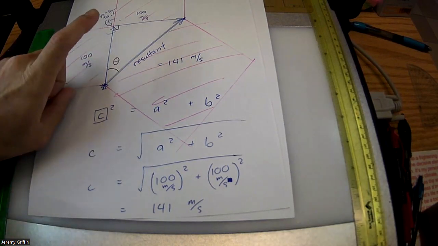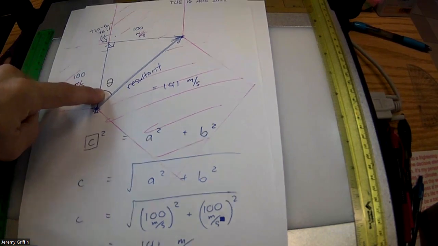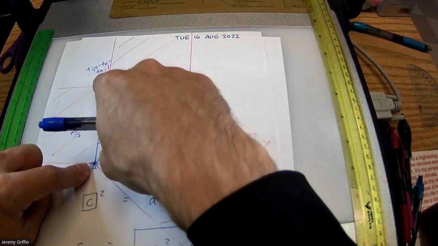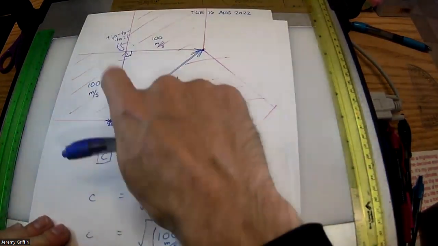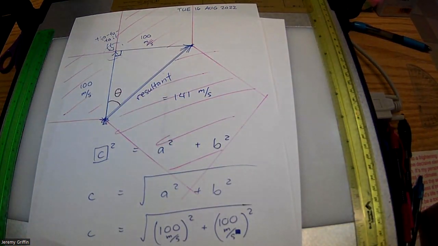So guys, what's this angle equal to? 45 degrees, you can tell just by looking at it, right? But what if this wasn't 100 and 100 very nicely? What if this was like 100 meters per second and like 83 meters per second? Now what? Do you guys know how to extract this angle theta? Okay, it is related to SOHCAHTOA.